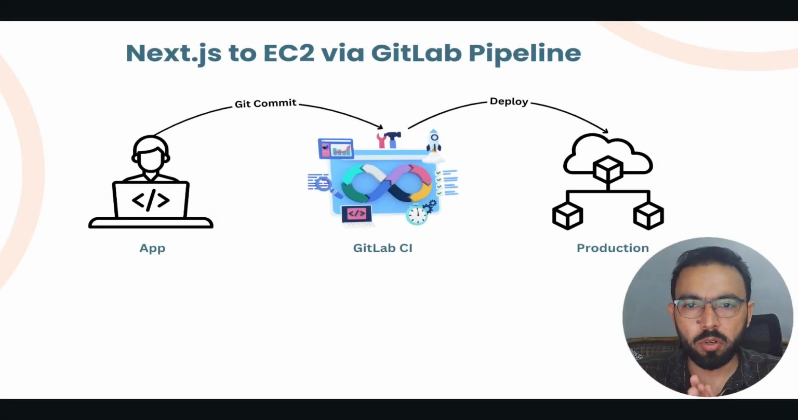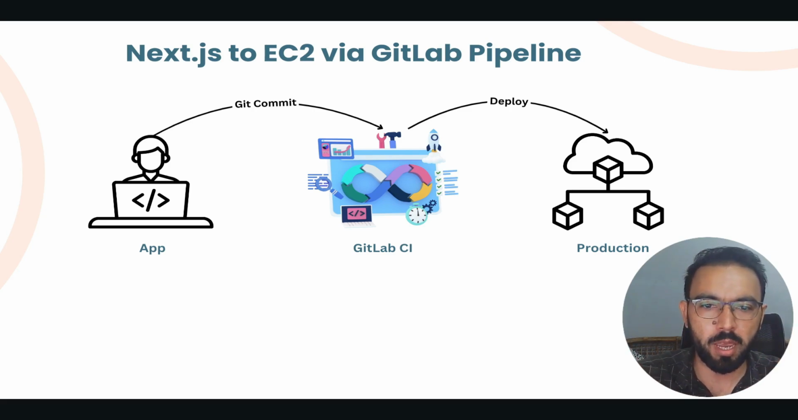Imagine deploying your Next.js app to AWS EC2 in production without manually managing SSH keys, and instead using a GitLab CI pipeline to automate it all with secure IAM roles and AWS SSM Agent. So the moment you do a git push, the next minute your app is updated on production. In this video, I'll walk you through building a GitLab CI pipeline to deploy your Next.js app to AWS EC2 in production with just a git commit.